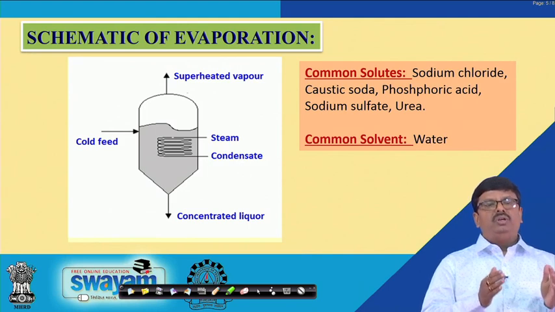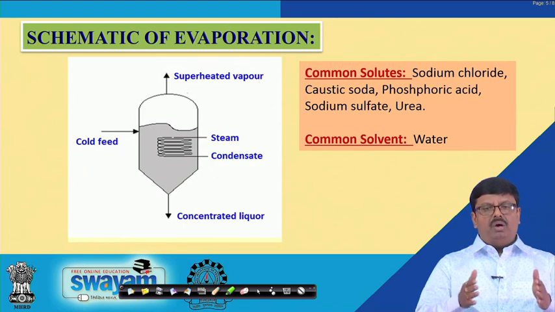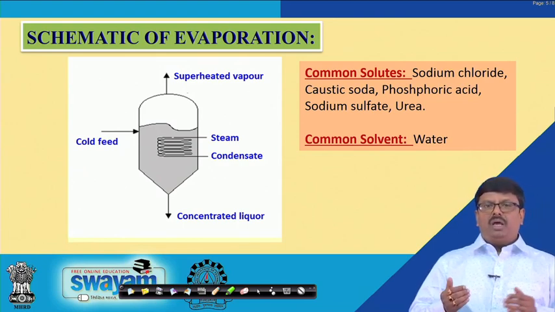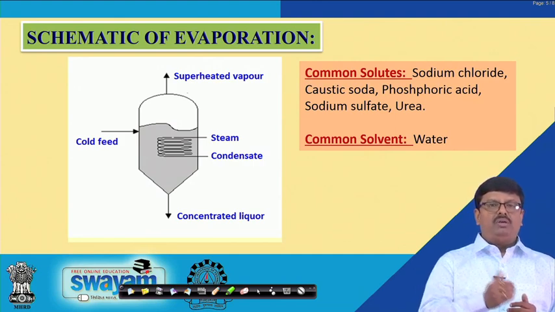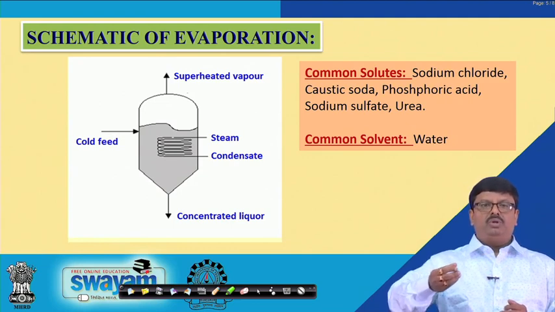is introduced at the intermediate of this evaporation chamber, and the steam is supplied to the evaporation chest for heating, and this is basically the heat source. The steam is supplied to the evaporation chest, and the condensate is what we get as output of this.